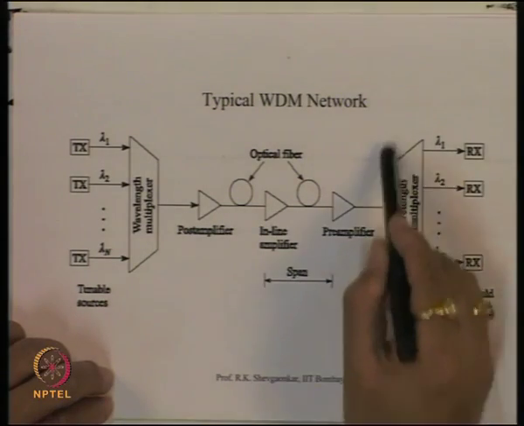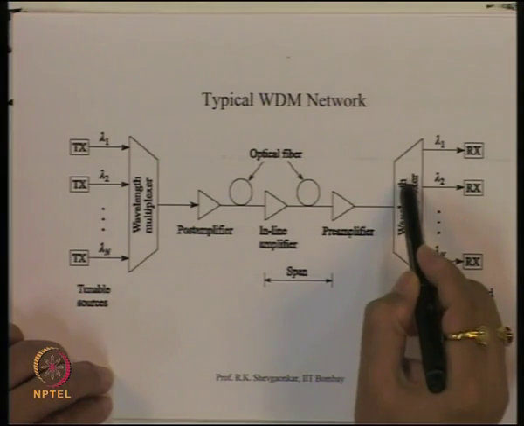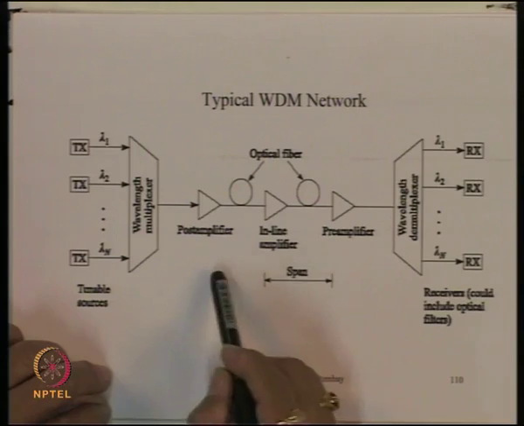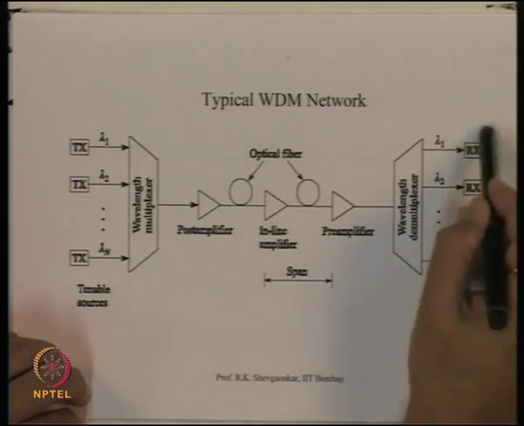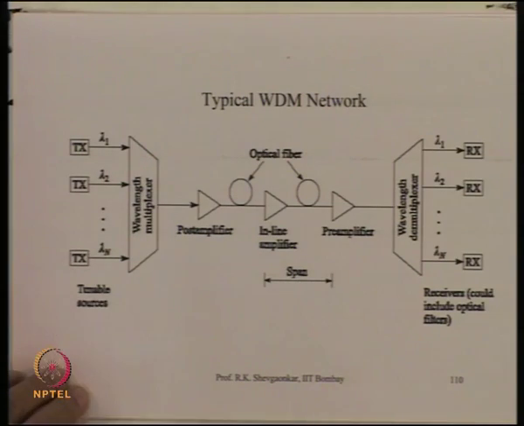It reaches the other side, where we have a wavelength demultiplexer. So the wavelengths are separated, lambda 1, lambda 2 and so on. And then you get your signal back, which is the time multiplexed data, which started from here.